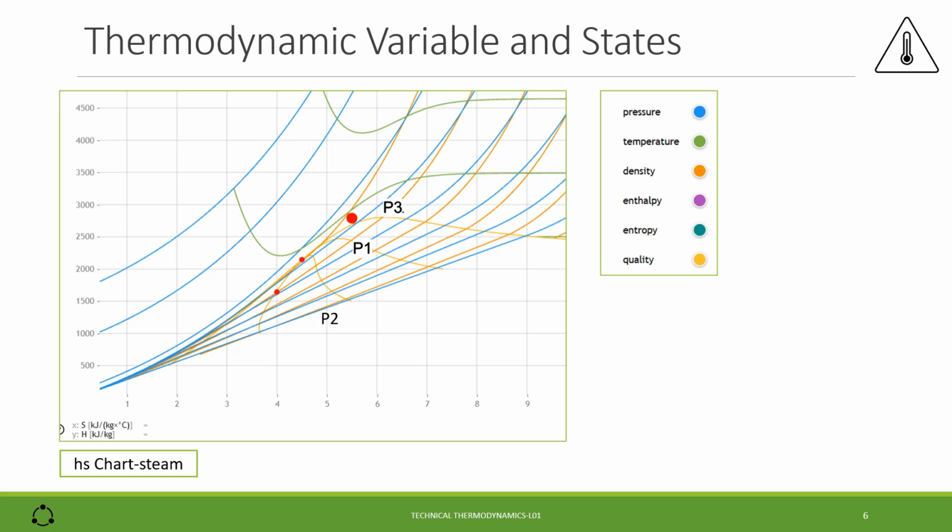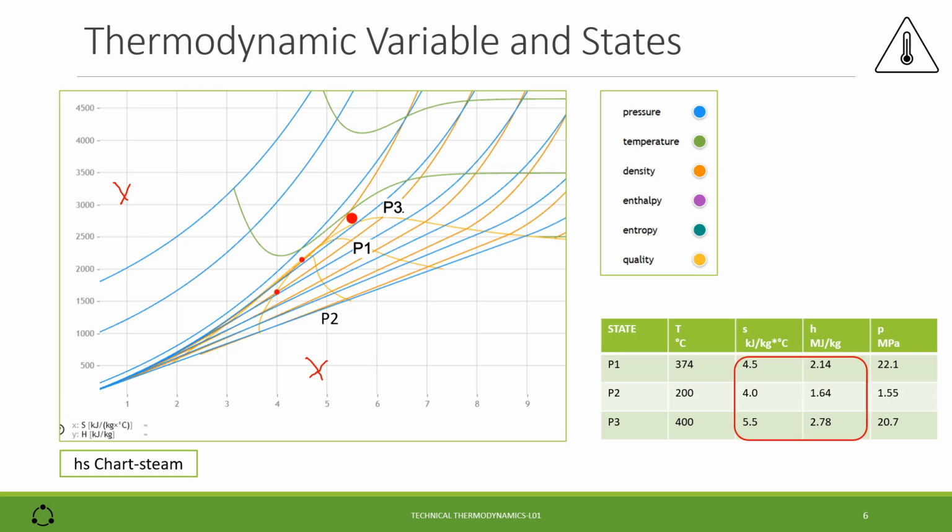The second example is an HS chart. Here the vertical axis represents the enthalpy in kilojoule per kilogram, while the horizontal axis still represents the specific entropy, as in the previous chart. In this case, the given inputs are the entropy and the enthalpy, and the tool calculates the remaining variables automatically.